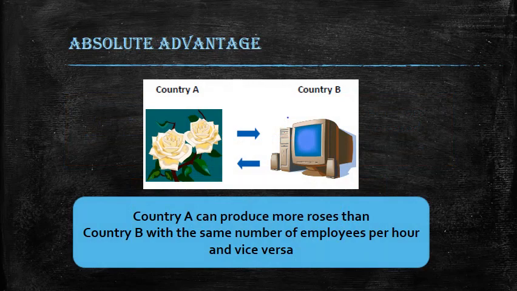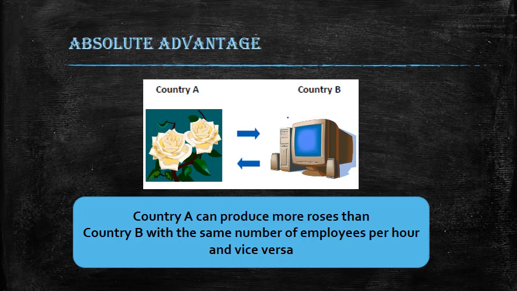So the first theory of international trade was on absolute advantage. That simply meant if country A can produce more roses than country B with the same number of employees per hour, and country B can produce more computers than country A with the same number of employees, then country A has an absolute advantage in producing roses and country B has an absolute advantage in producing computers. Simply speaking, let us say country A has 100 labor and country B also has 100 labor. Using that, country A can produce 2 roses while country B can only produce 1 rose. Similarly, country A can produce 1 computer but country B can produce 2 computers.